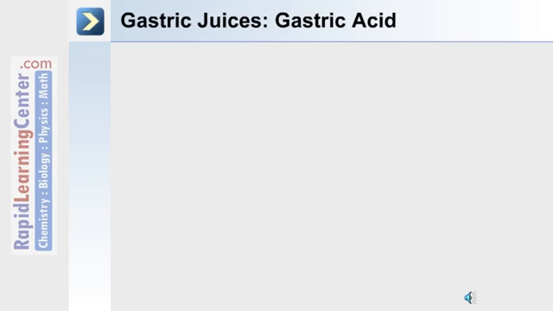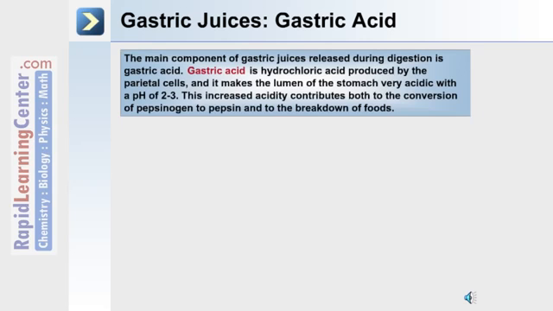Food that's ingested into our body enters the stomach and mixes with the gastric juices and gastric acid. Gastric acid is a major component of gastric juices, and it is hydrochloric acid produced by parietal cells. This leads to the acidity of the stomach between a pH of 2 and 3. And this increased acidity contributes both to conversion of pepsinogen to pepsin and to the breakdown of food molecules.